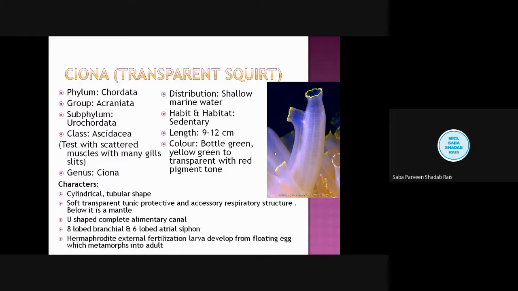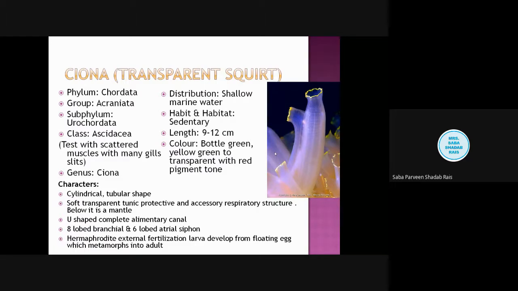When we talk about sex or fertilization, the animals are hermaphrodite, that means both sexes are present, and fertilization takes place externally. Students, I hope you know what external fertilization and internal fertilization are. External fertilization normally involves male and female animals, but in this case the animal is hermaphrodite, so it can secrete both gametes. Gametes are the sex cells, like sperm and ova.